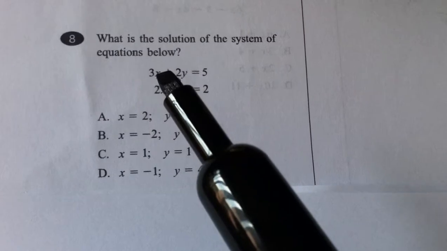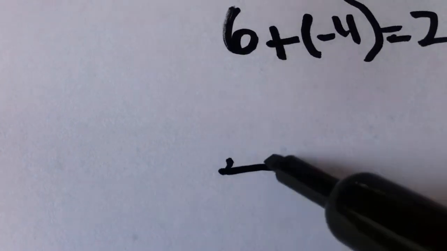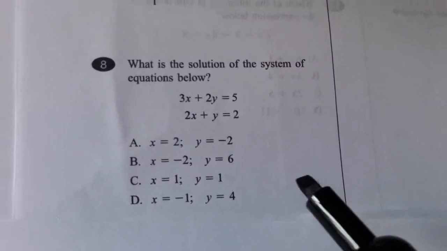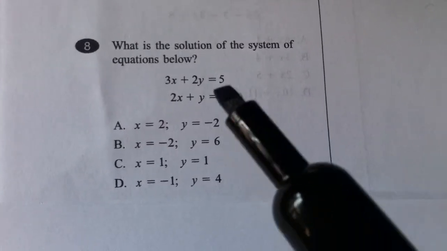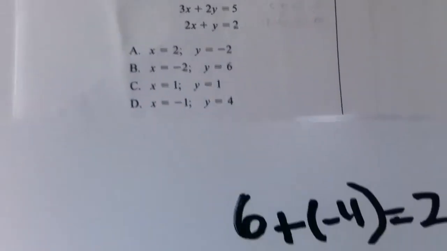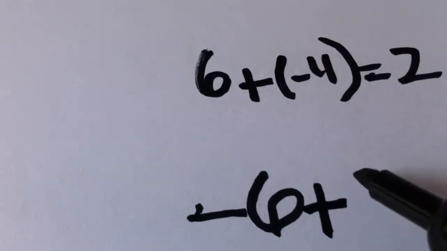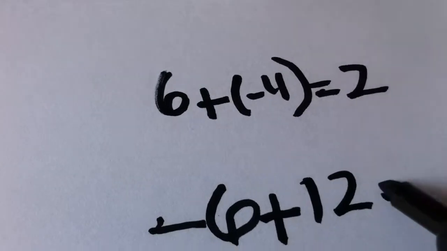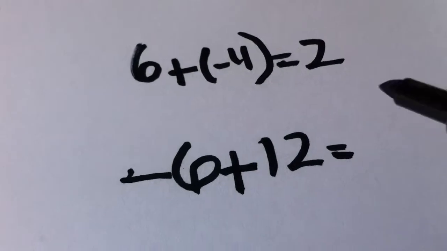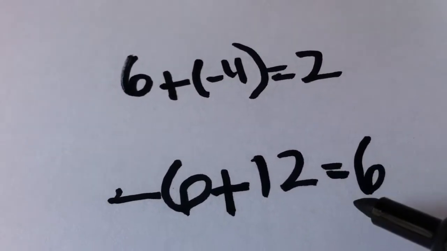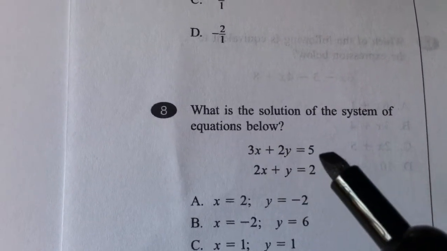Negative 2 times 3 is negative 6. And y equals 6. 6 times 2 is 12. So I'm going to write that here. Plus 12. So negative 6 plus 12 is 6. 6 does not satisfy the first equation either because we have a 5 here.